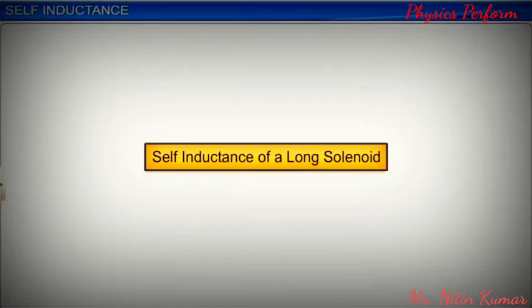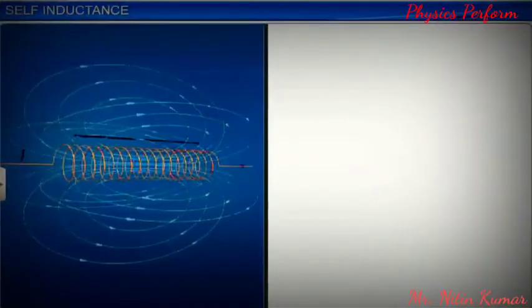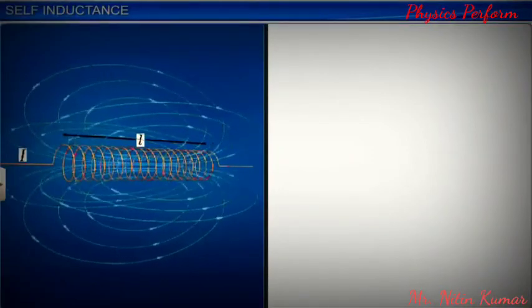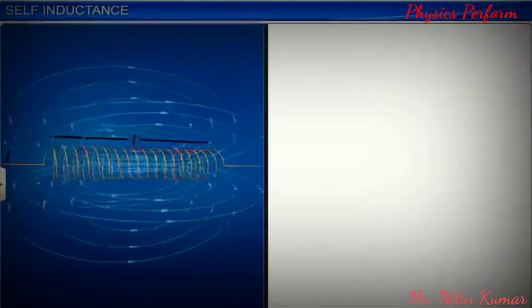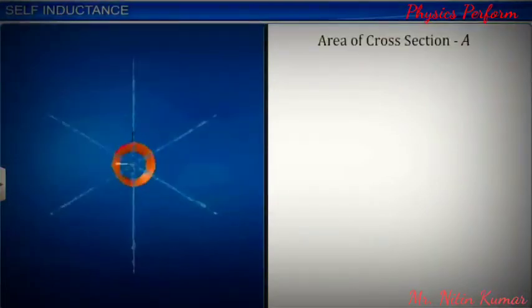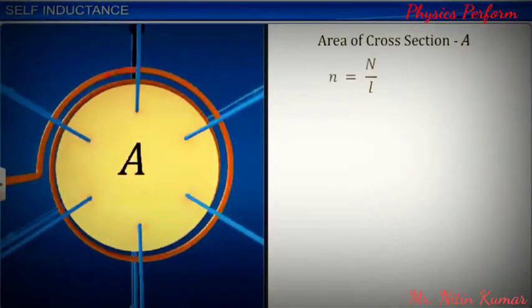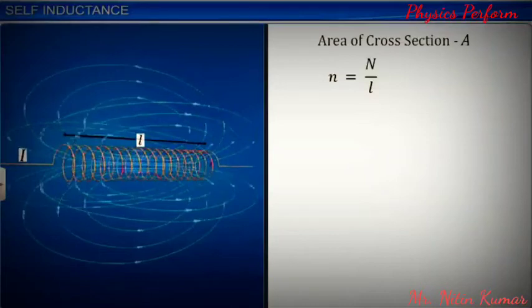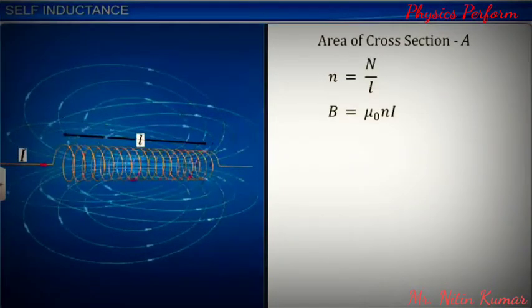Let us now calculate the self-inductance of a long solenoid. Let the length of the solenoid be L, the current through it be I, the number of turns be N, and its area of cross-section be A. Let the number of turns per unit length of the solenoid be n, which is equal to N/L. The magnetic field induced in the solenoid due to the current I is B = μ₀nI. Let this be equation 7.